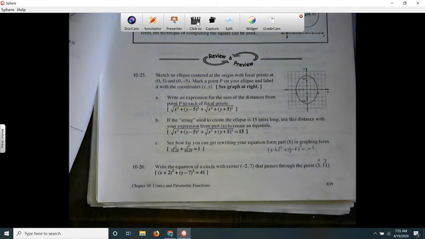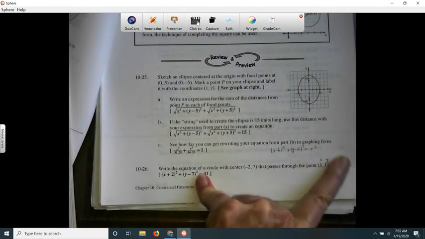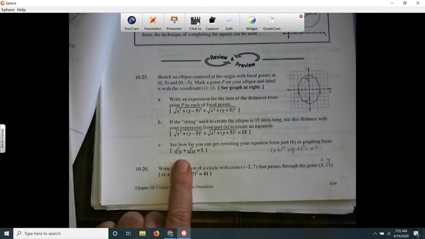So that, did we do it? It says, see how far you can get rewriting your equation from part B in graphing form. So we got it. That's all.